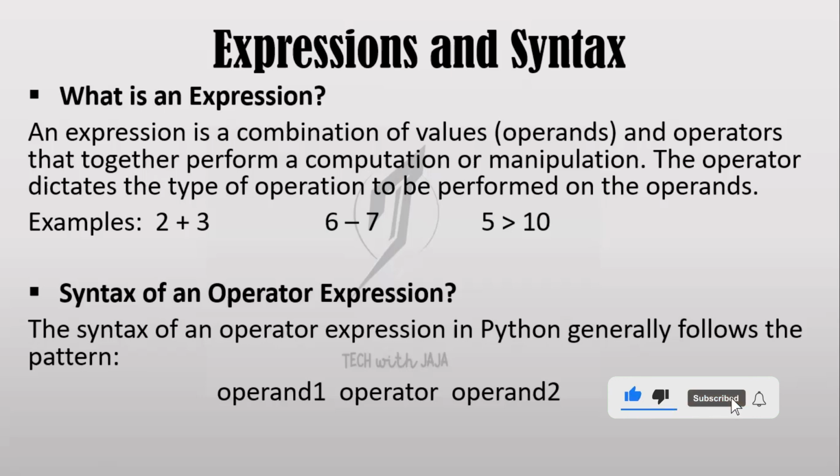There's a syntax to how operators and operands are placed side by side in an expression. The syntax of an operator expression in Python generally follows this pattern. There is an operand on the left-hand side of the operator, and there's also an operand on the right-hand side of the operator. So the operator operates on these 2 operands at a particular time. Operations can only be performed on 2 operands at a particular time.